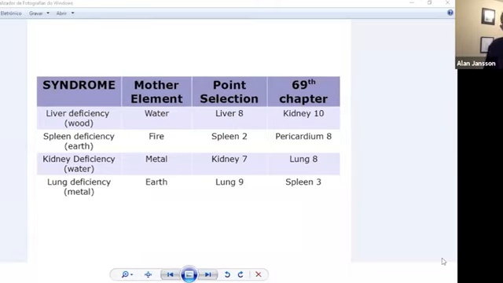So we tend to use those water points, especially in liver deficiency, to nourish the yin and the jin yang and help control any relatively excess amount of yang energy that is appearing in the body and manifesting as specific symptoms. So that's the liver deficiency. So we're using the water points.